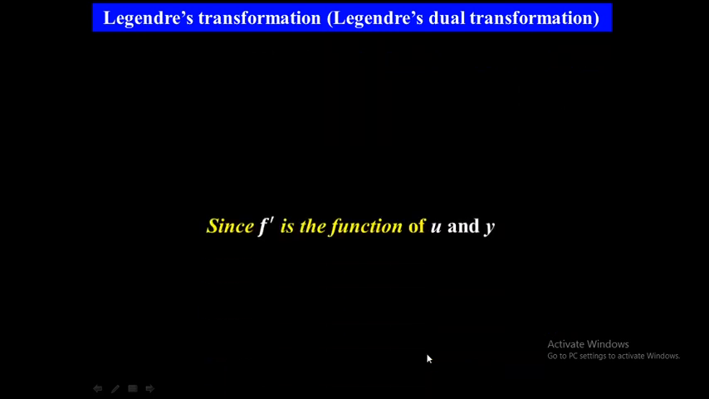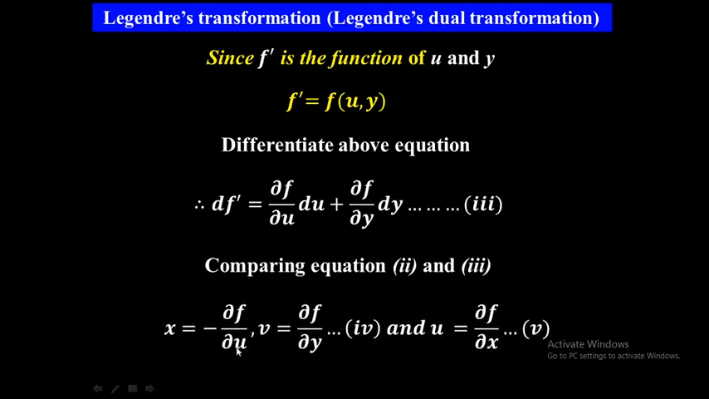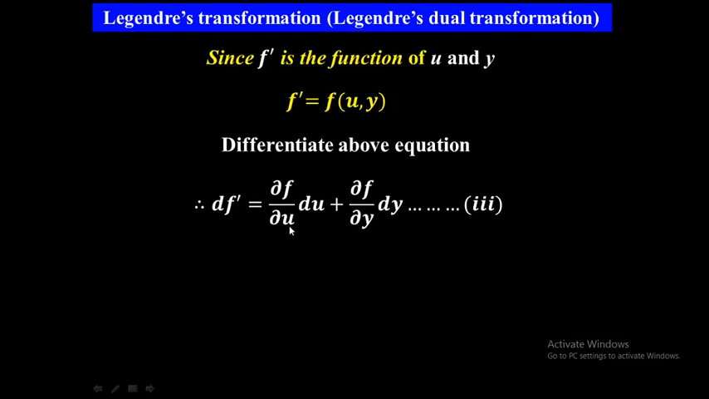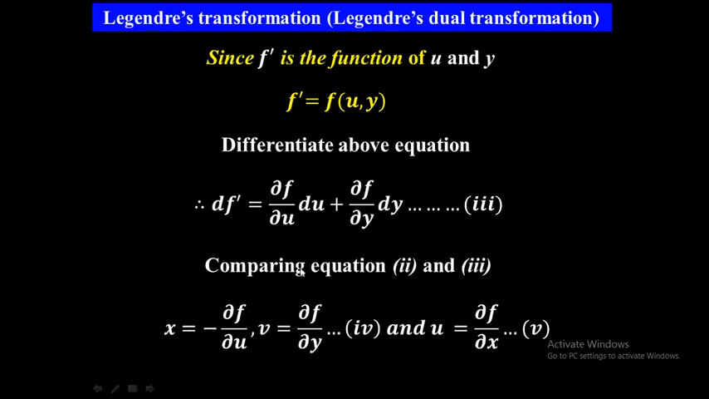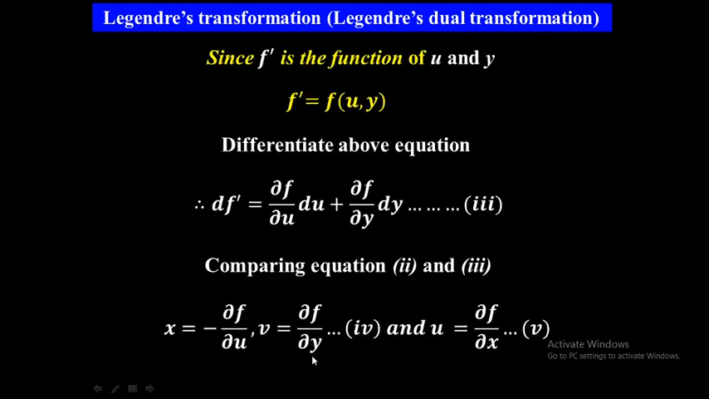So we compare equation number 2 and equation number 3. Here the coefficient of du is minus x, and there the coefficient of du is del f dash by del u. So del f dash by del u equals minus x, which means x equals minus del f dash by del u. Here the coefficient of dy is del f dash by del y, and there the coefficient of dy is v. So we get v equals del f dash by del y. By comparing equations 2 and 3, we get these equations.